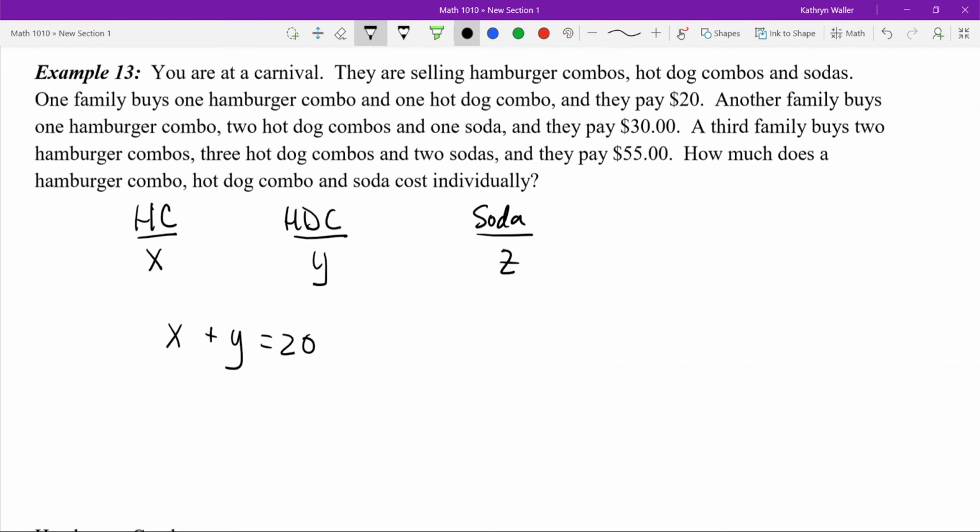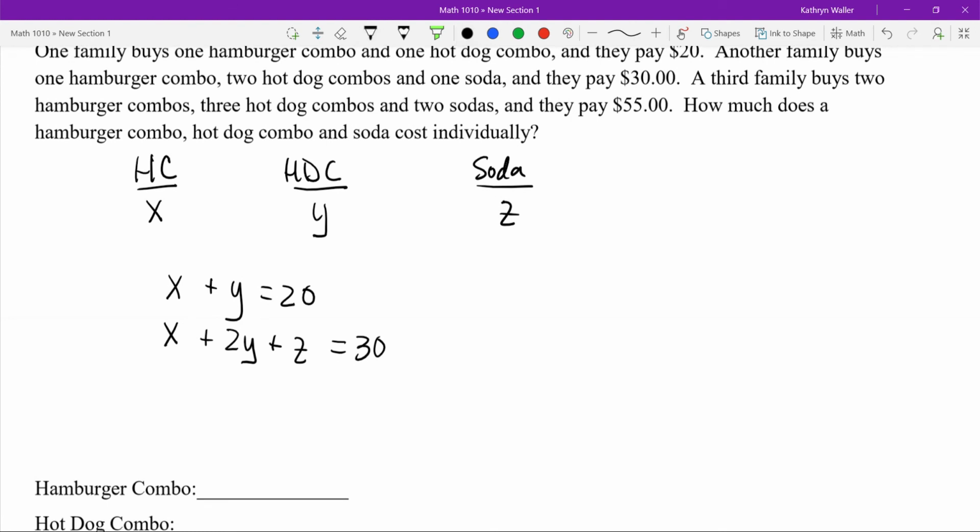The other family buys one hamburger combo, that's one X. Two hot dog combos, that's two Y. One soda, that's one Z, and that person pays 30. A third family buys two hamburger combos, that's 2X, three hot dog combos, 3Y, and two sodas, 2Z, and they pay 55.